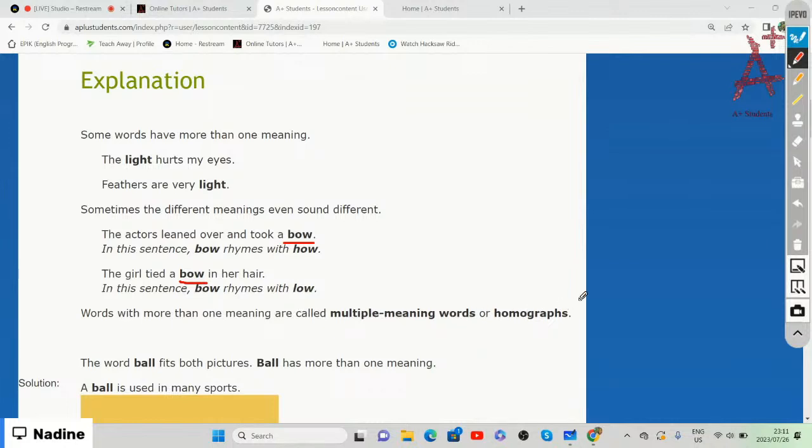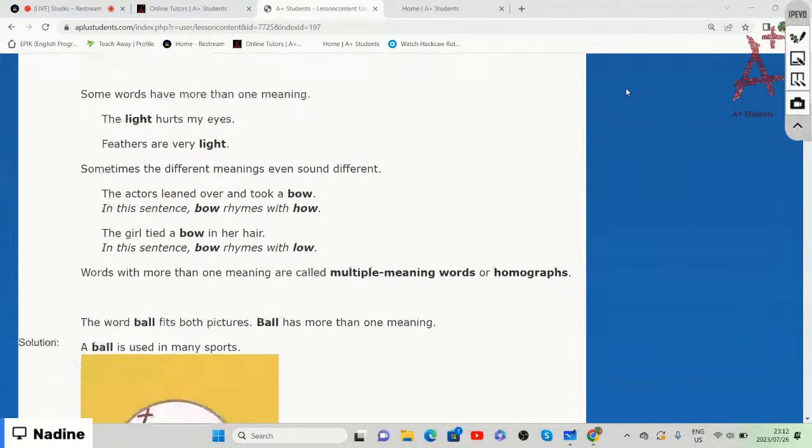So words with more than one meaning are called multiple meaning words, or we call them homographs, right? And when we say words with more than one meaning, it means that, for example, bow and bow are spelled the same, but the meanings are different. For example, light and light are spelled the same, even sound the same, but the meanings are different, which means that specific word has multiple meanings. So, as much as the meanings are different, the spelling of the word is basically the same.